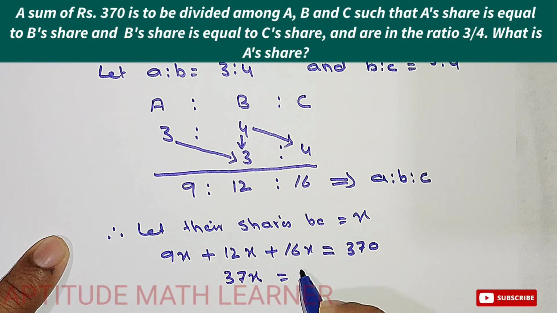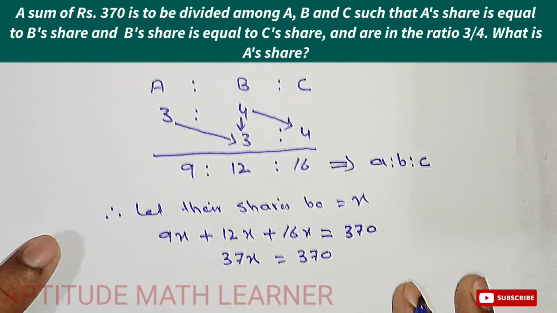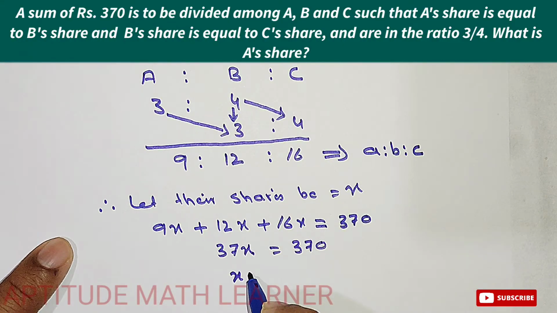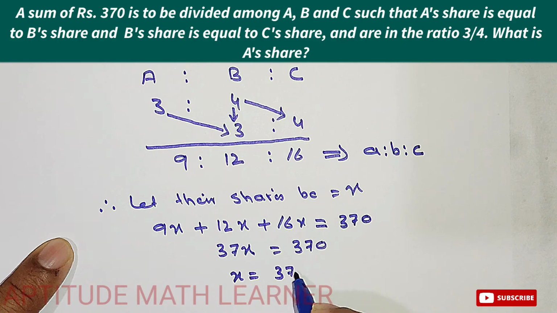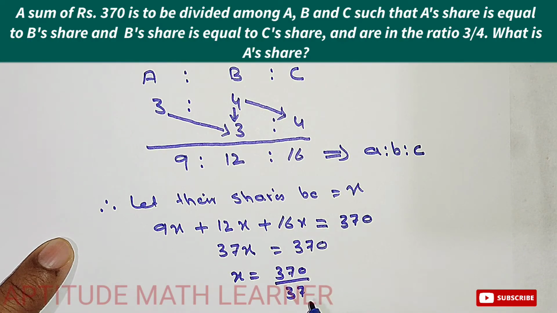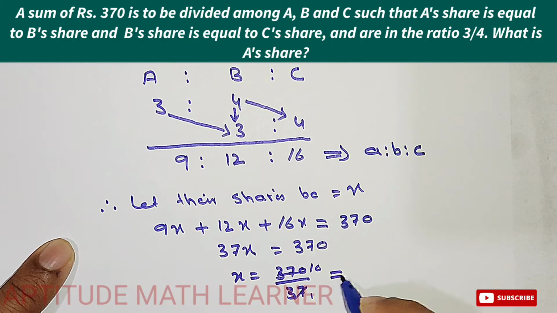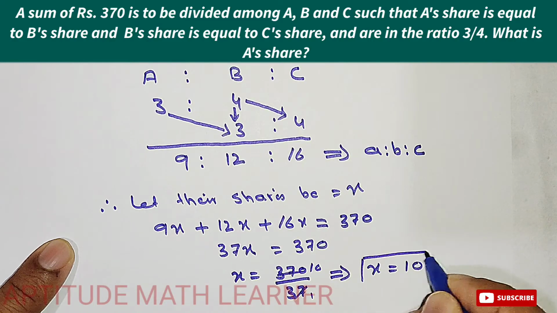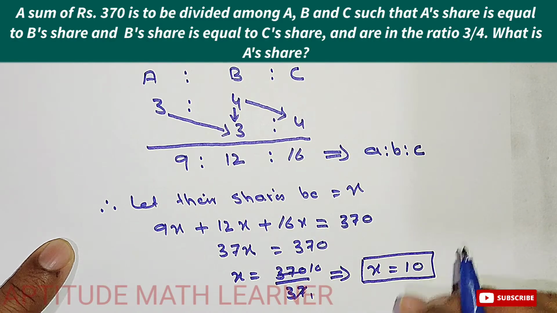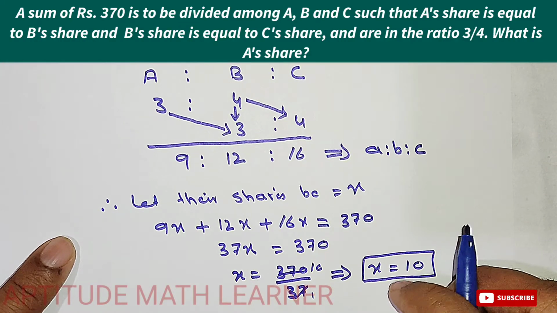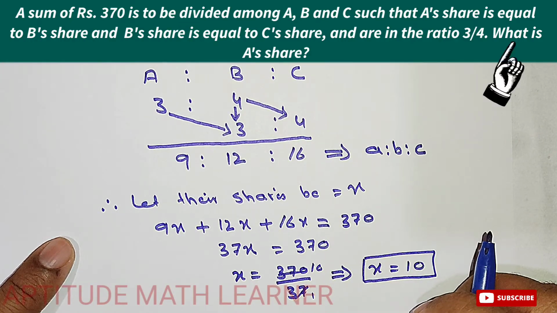So 37x is equal to 370, and we get the value of x as 370 divided by 37, which is 10. So here the value of x is 10.